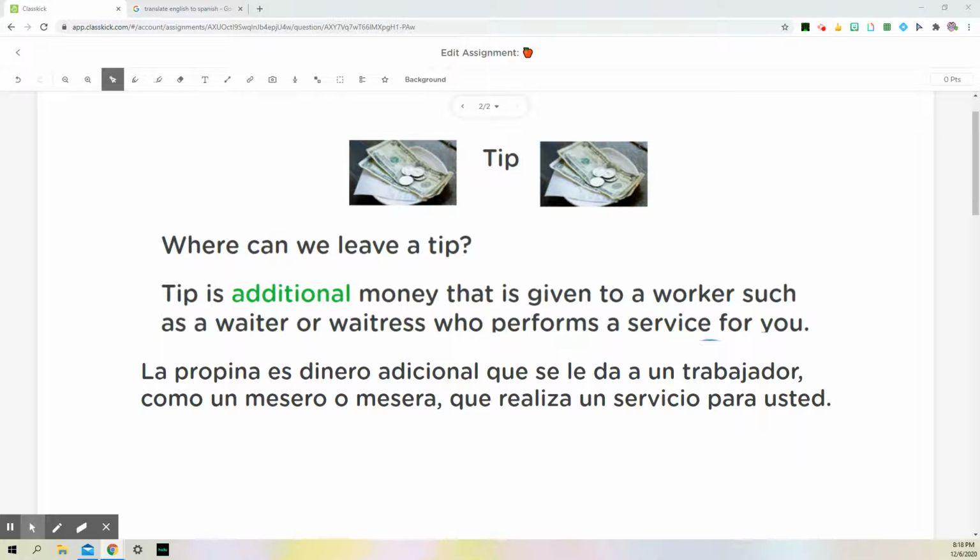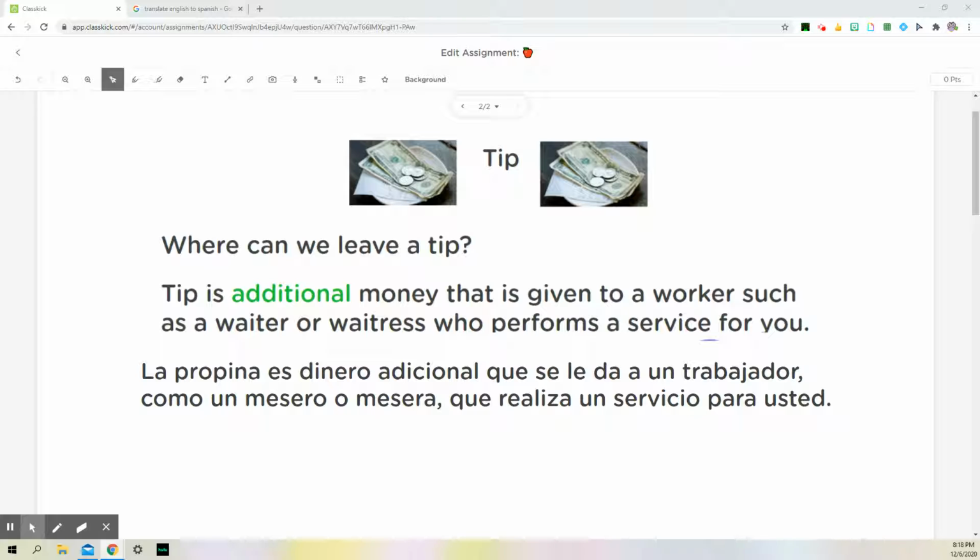Okay, in this video, I want to talk about tips. Tips are very important to people that work in the restaurant industry. They do not get paid very much hourly and they depend on tips. Tips are additional money that's given to a worker, such as a waiter or a waitress, who performs a service for you.